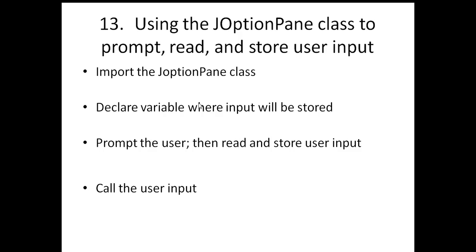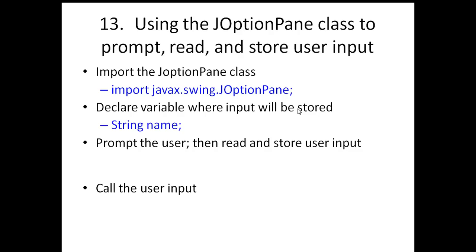Here are the steps that we go through. First of all, you have to have an import statement in order to use the JOptionPane class, which we have already done. So this is actually nothing new. This, of course, goes above the class header: import javax.swing.JOptionPane. There's a space between the T and the J. Again, that's something we have done before.